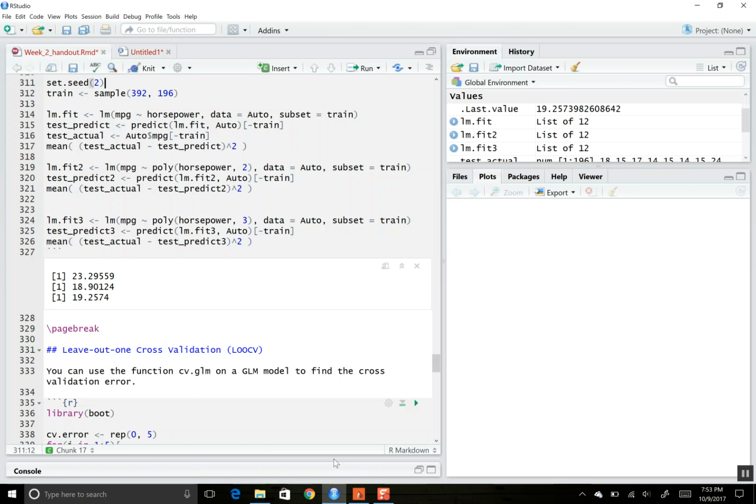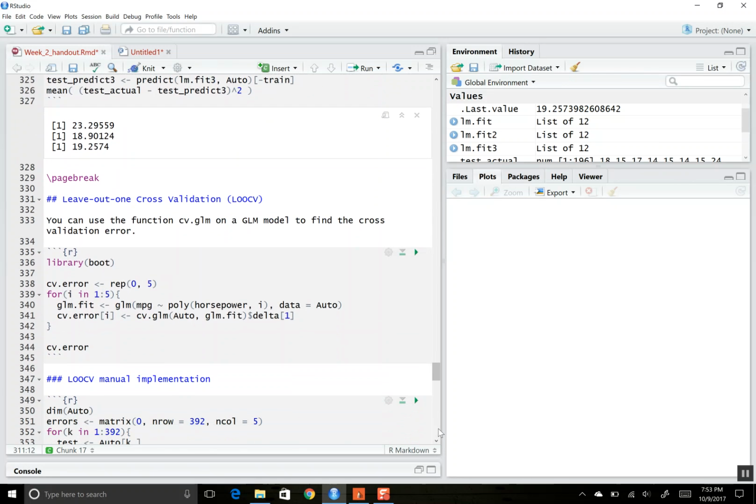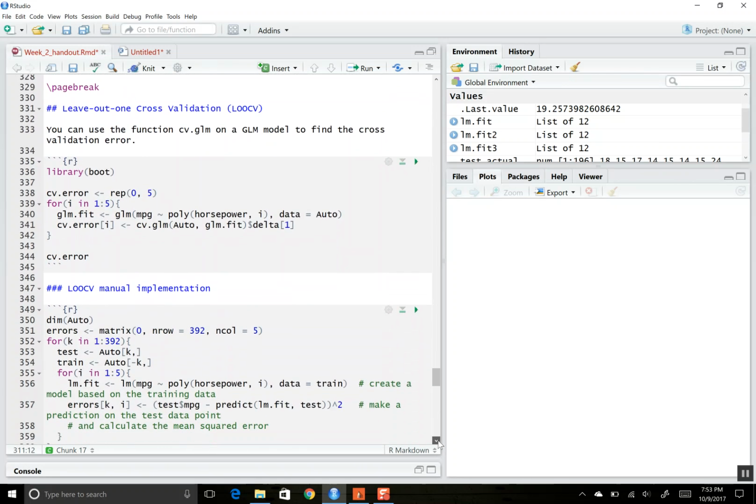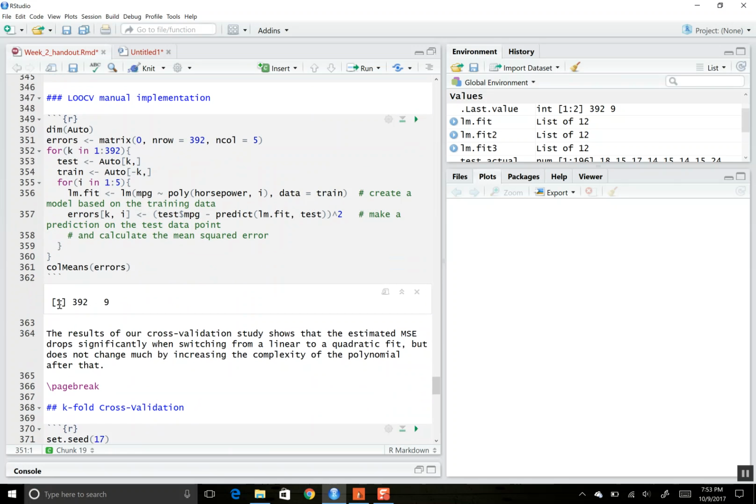Okay, so there is a nice little function here. Maybe I'll do the manual one first, because I can explain the manual one, and then there's a nice little function that does it for us. If I look at the dimensions of auto, there's 392 rows, and 9 columns. So for the errors, I'm going to create a matrix. I'm going to test out 5 models. Basically I'm going to fit polynomials from order 1 to 5, so linear up to 5th order polynomial.